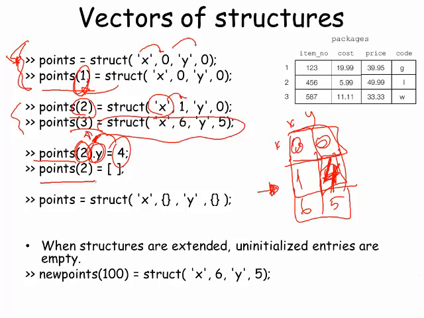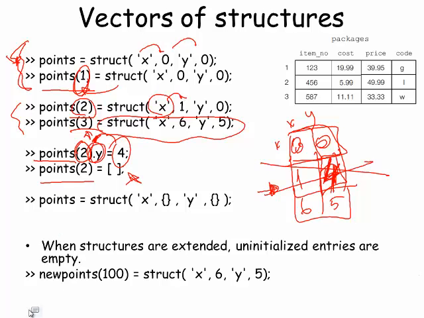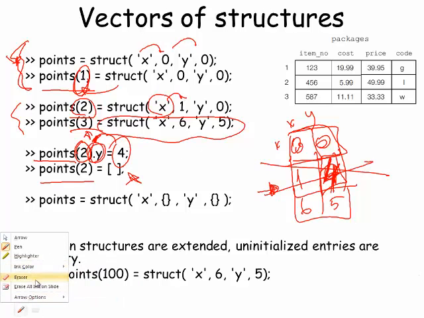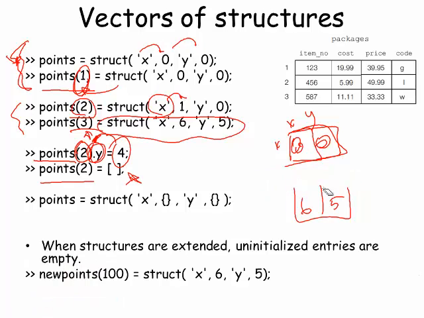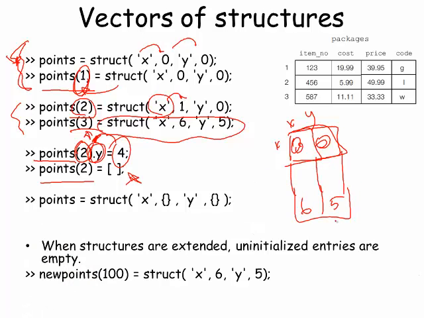If you do points 2 equals empty brackets, you are getting rid of the second row. So you are deleting the second row. And your new matrix will have just 2 rows. Okay.